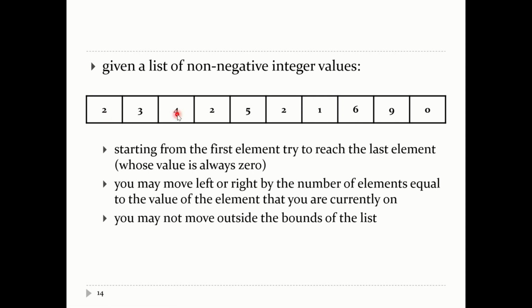So I can move to the 4. Going to the 4, I'm allowed to move 4 squares left or right, but I can't move left because I'd fall off the board, so I have to move to the 1. Now the 1, I can go to the 2 or the 6, and so on and so on. And so the question is, is there a solution to this particular board?